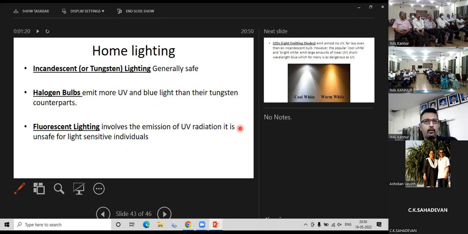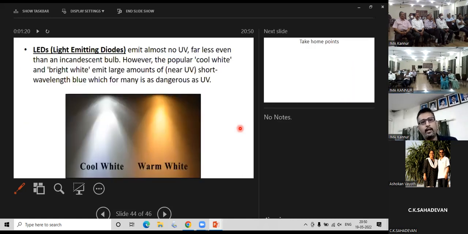Another thing that we also do not give much importance to is home lighting. So the old bulbs, the tungsten lighting, is generally safe. Halogen bulbs are not commonly used, but they have issues. Fluorescent lighting, CFL lamps, they tend to emit UV radiation. It is actually unsafe for patients with SLE. Like LED bulbs, there are two types. There are the cool white bulbs that we usually use, and the warm white, which has more of an orange tinge. The cool white bulbs tend to produce more UV, and so they might not be preferable in patients with photosensitivity.